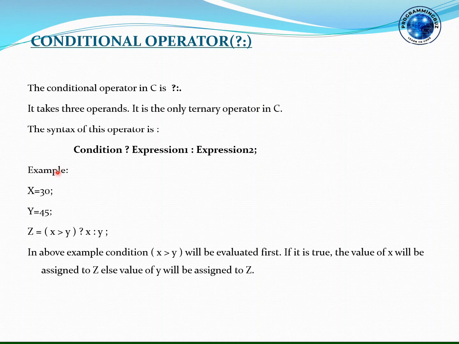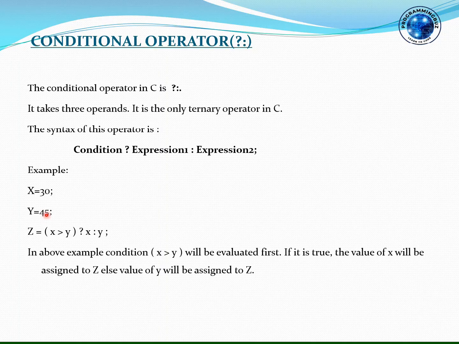So consider one example here. x contains 30, y is equal to 45, and this is where we have used the conditional operator. Here the condition will be solved first, that is x greater than y. Here the value of x is 30, greater than 45? No, the condition is false. Therefore, the value of the second expression, that is the value of y, will be stored in variable z.